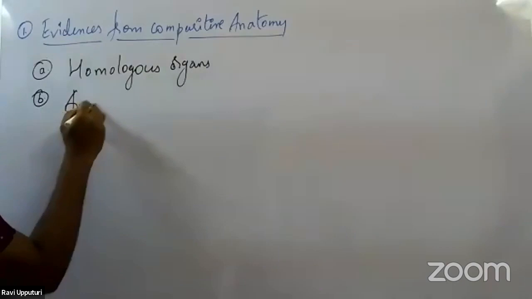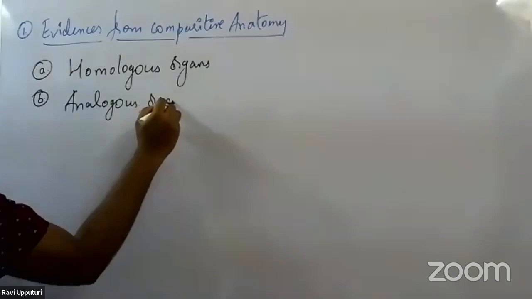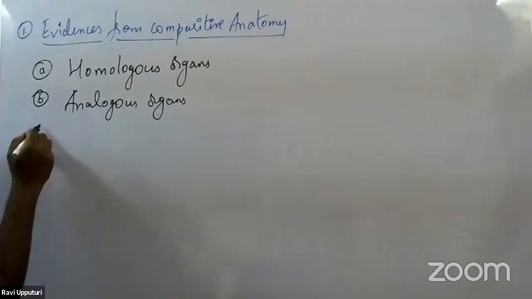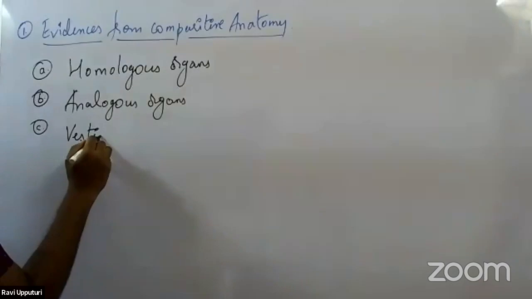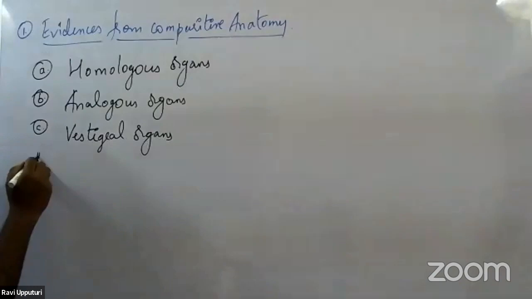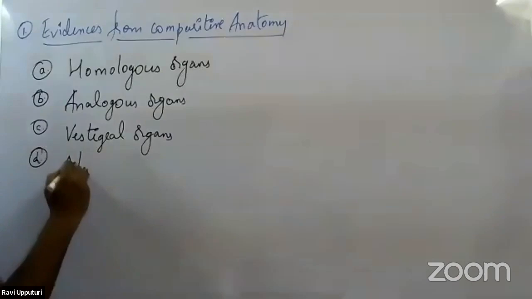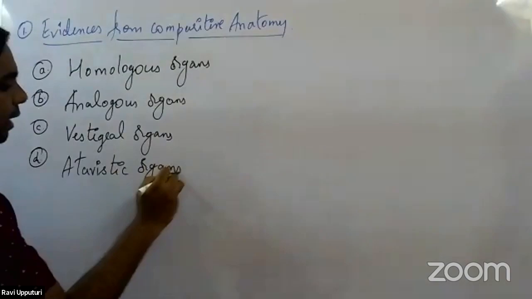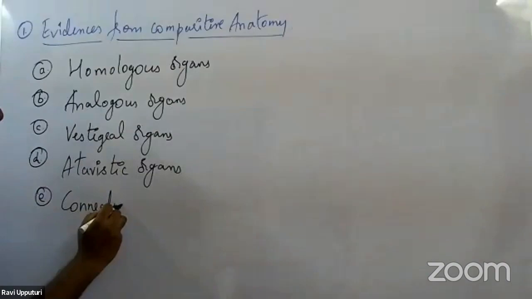Analogous organs. So this is the second type of study we'll be taking up. The third one we'll be studying is vestigial organs. The fourth one we'll be studying is atavistic organs. And the last one, number five, we'll be studying is connecting links.